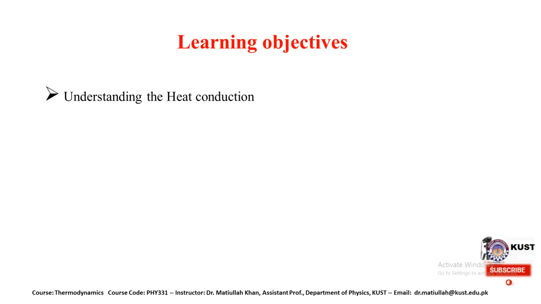What is our objective from this lesson? We need to understand the concept of heat conduction, how conduction occurs, and on which factors the heat conduction depends, and when it will be fast or slow. We need to know all these parameters. We need to know the concept of thermal conductivity. What is the constant, thermal conductivity, on which the heat conduction depends? So we need to discuss this as well.